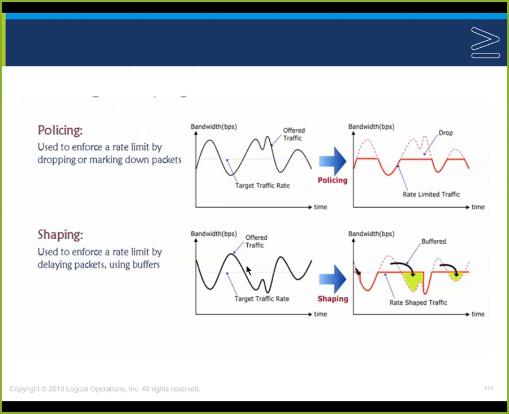Shaping here, we're going to buffer, and over here on the right, we go above the target traffic rate. We're okay, we'll go above it, and then we get down in this area where we have excess bandwidth. We're going to buffer it and be able to send it during the time where we have more bandwidth than we need for the traffic that's going at the time.